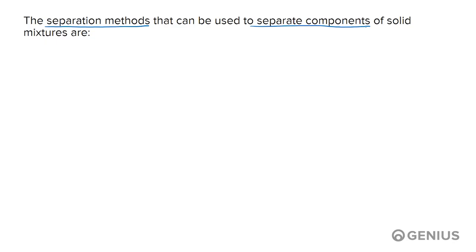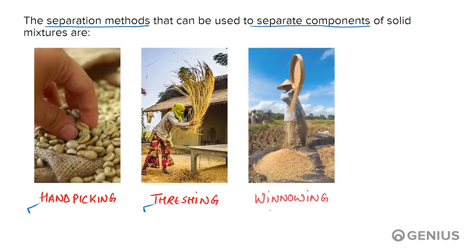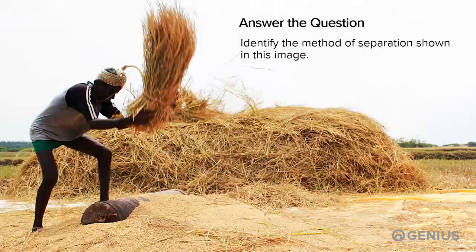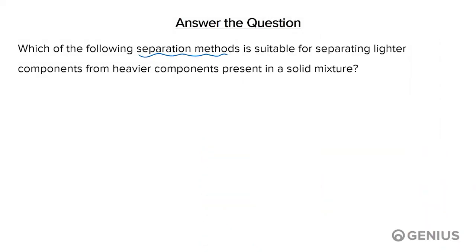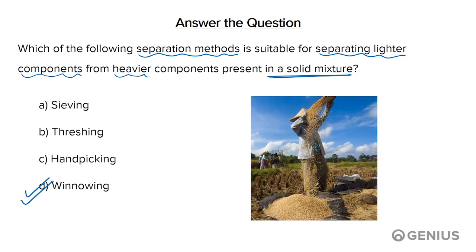तो the separation methods that can be used for separation of solid mixtures are पहला हैंड पिकिंग, दूसरा थ्रेशिंग, तीसरा विनोइंग और चौथा सीविंग. ठीक है, चलो तो अब लेट्स सी कि क्या आप आइडेंटिफाई कर पाते हो द सेपरेशन मेथड जो दिख रहा है इस पिक्चर में. करेक्ट, ये है थ्रेशिंग. चलो फटाफट से एक और सवाल का जवाब आप दे ही दो. कौन से सेपरेशन मेथड्स सूटेबल हैं for separating lighter components from heavier components present in a solid mixture? तो इन ऑप्शंस को आप देखो और बताओ आपको क्या लगता है करेक्ट आंसर होगा.